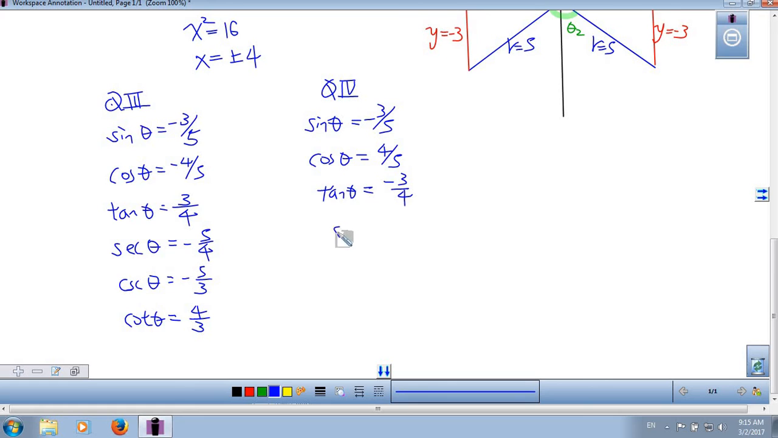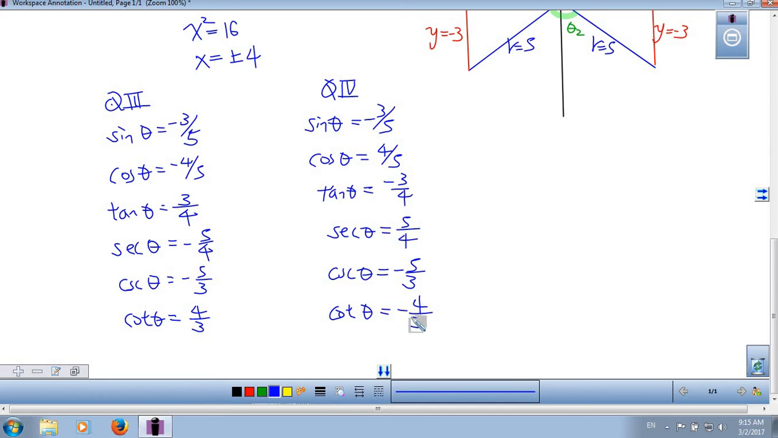3/4. Okay, secant of theta will be the reciprocal of cosine, so it's 5/4 positive, and cosecant of theta will be a negative 5/3, as they're the reciprocal of sine. And cotangent of theta will be a negative 4 divided by 3. Okay, it's the reciprocal of tangent, or x over y. X is 4, y is negative 3.